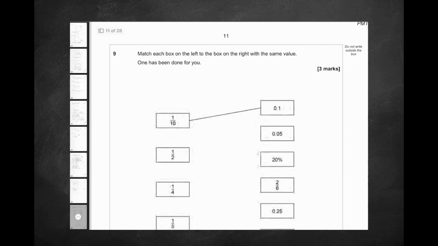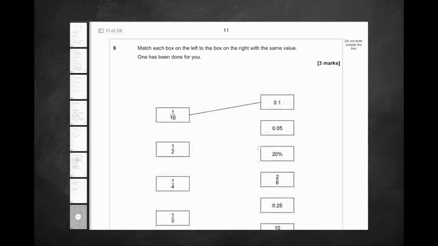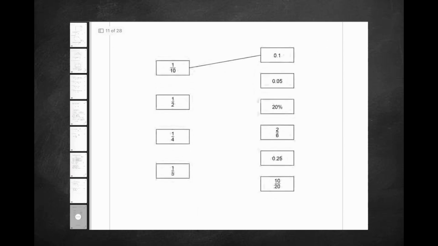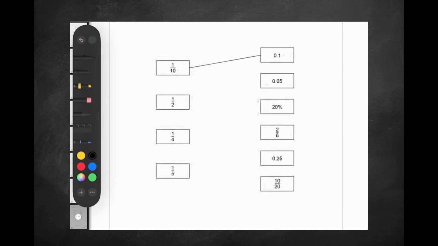Question 9. Match each box on the left to the box on the right with the same value. One has been done for you. So 1/2 is not equivalent to 0.05, it's not equivalent to 20%, 26, 0.25, it is equivalent to 10 out of 20. 1/4 is just going to be 0.25, and 1/5 is going to be 20%.